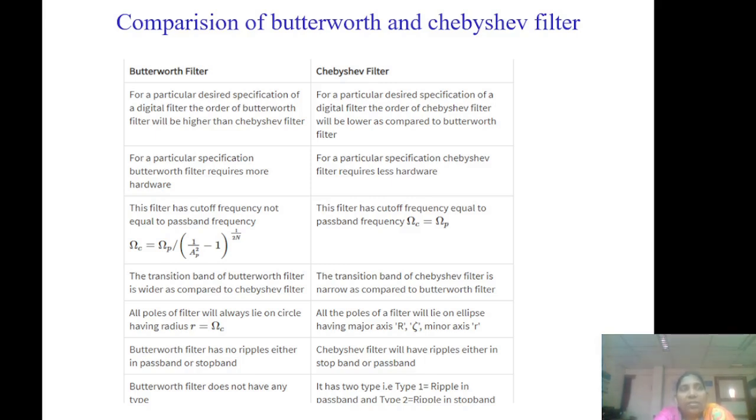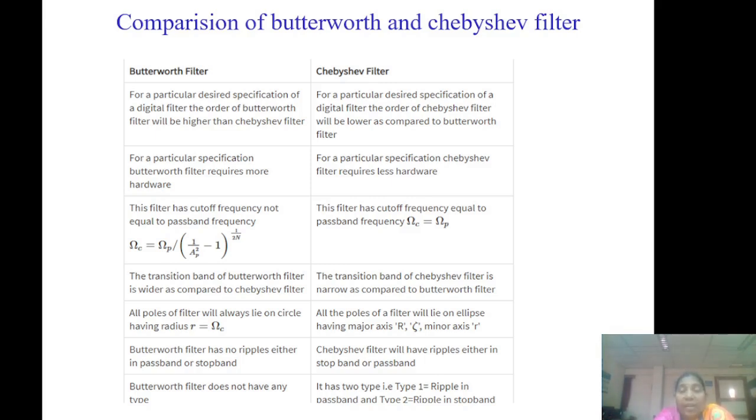Next, all the poles of the Butterworth filter always lie on a circle having radius r equal to omega c. Whereas in the Chebyshev filter, all the poles lie on an ellipse having major axis r tau and minor axis small r.